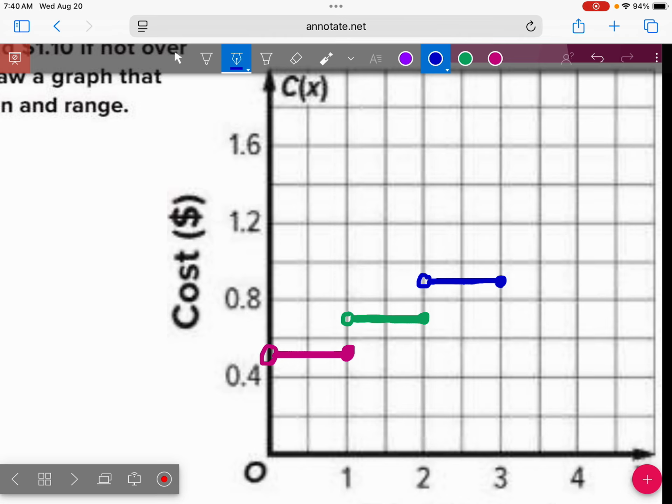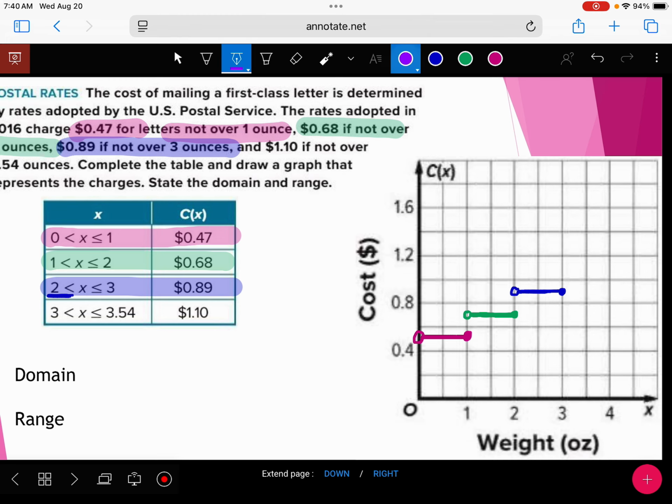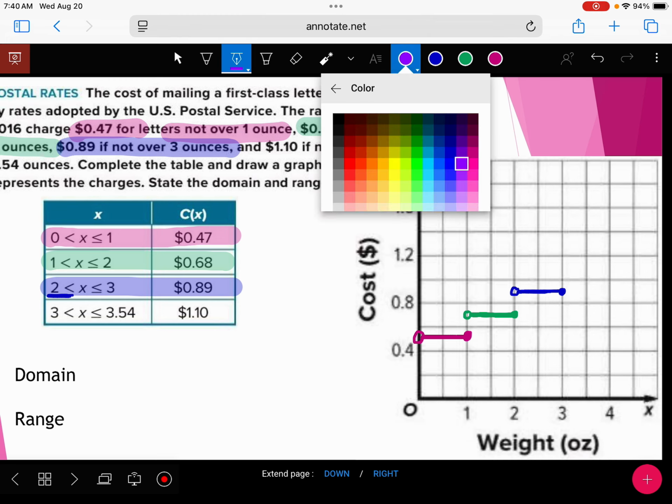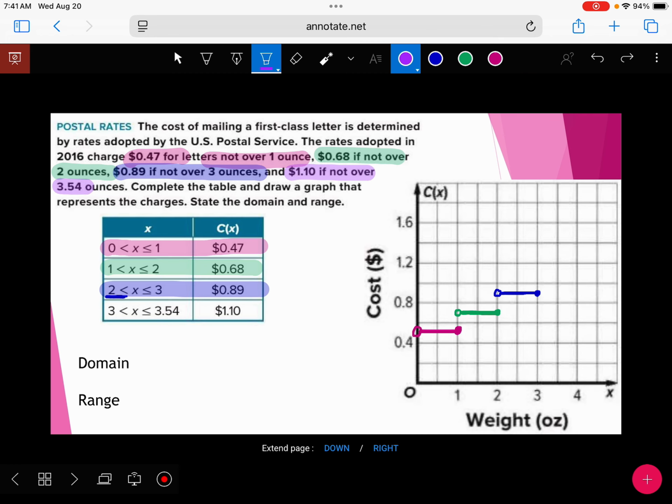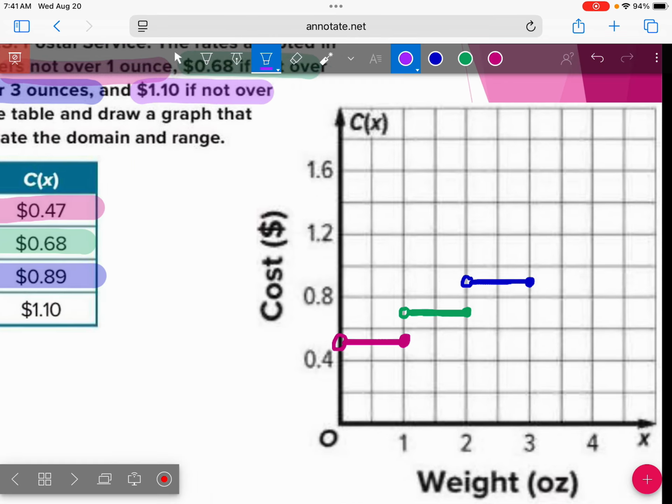And then our last little argumentative piece here. One more section. Make sure I do a different color. Let's do that one. And we got 110 if it's not over 3.54 ounces. So 3.5-ish ounces. At that point, they make you call it a package, and they stop letting you use stamps.